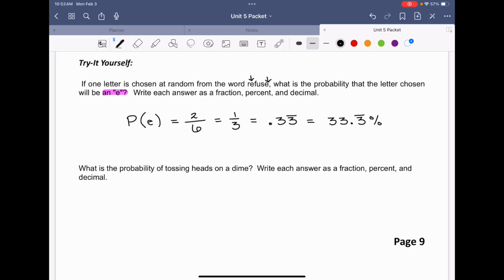Next one says, what is the probability of tossing heads on a dime? Write the answer as a fraction, percent, and decimal. So please pause the video, do that one, and then when you're all set, unpause the video and check your work. So it asks us to find probability of getting heads. So probability of heads equals, well, heads is on one side, and there are 2 sides to the coin. So that is 50%, or 0.5.